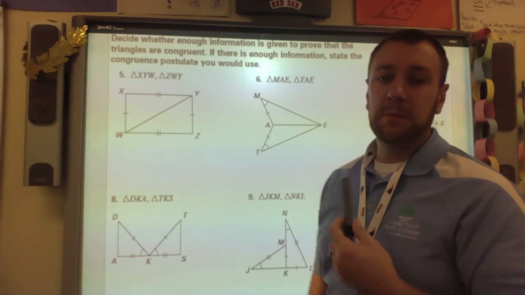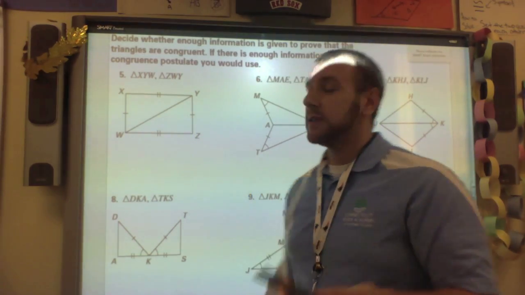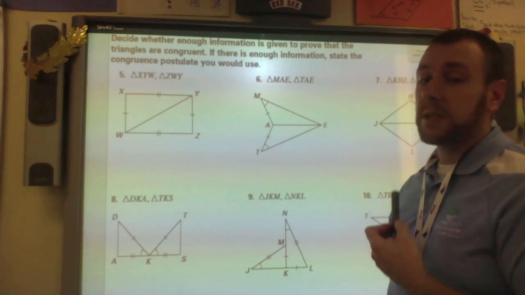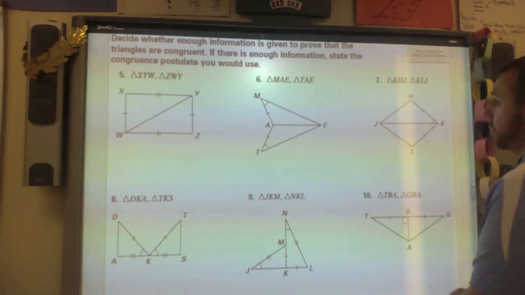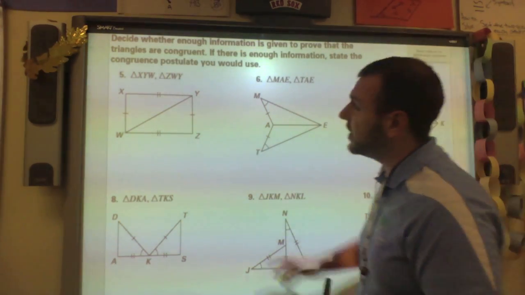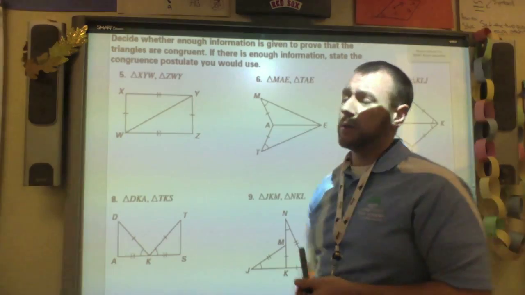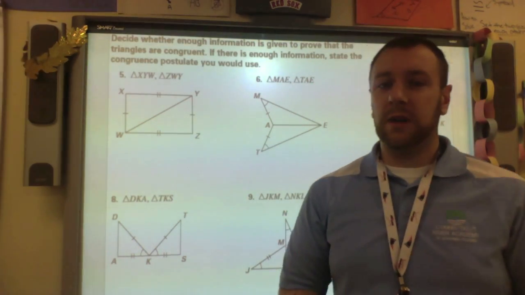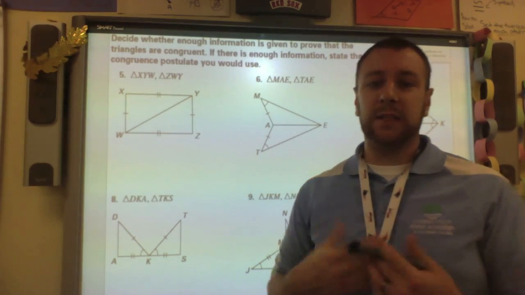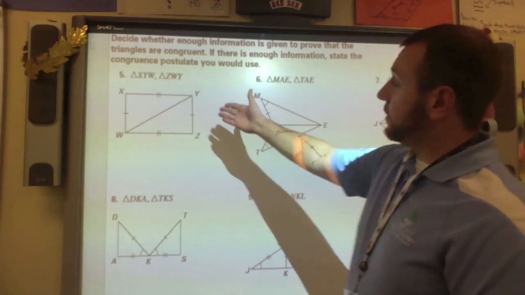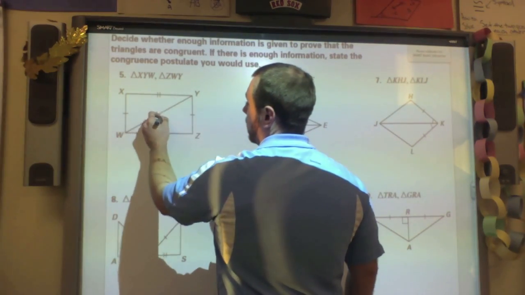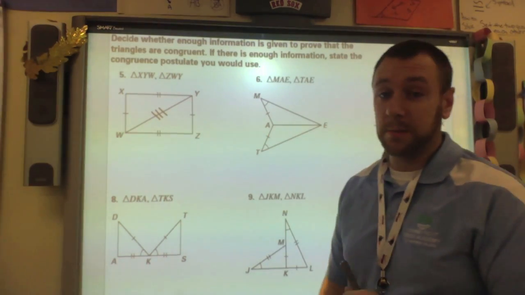This is where most people have the trouble, if we want to decide if there's enough information to prove if these triangles are congruent. So they tell you which triangles they are, and they give you a diagram. So the first thing you want to identify is any shared sides. Well, they share this WY here, right? So I'm going to mark that with 3 tick marks.